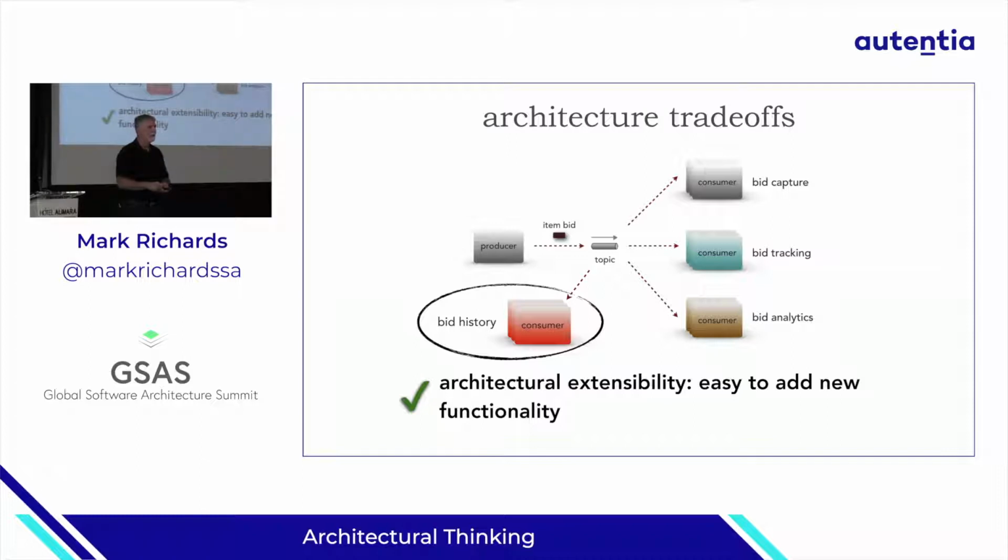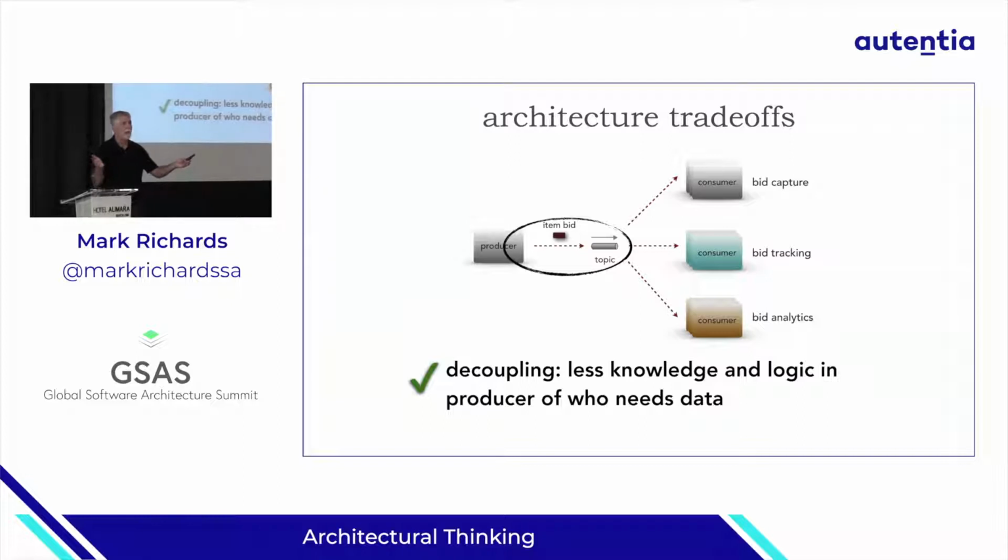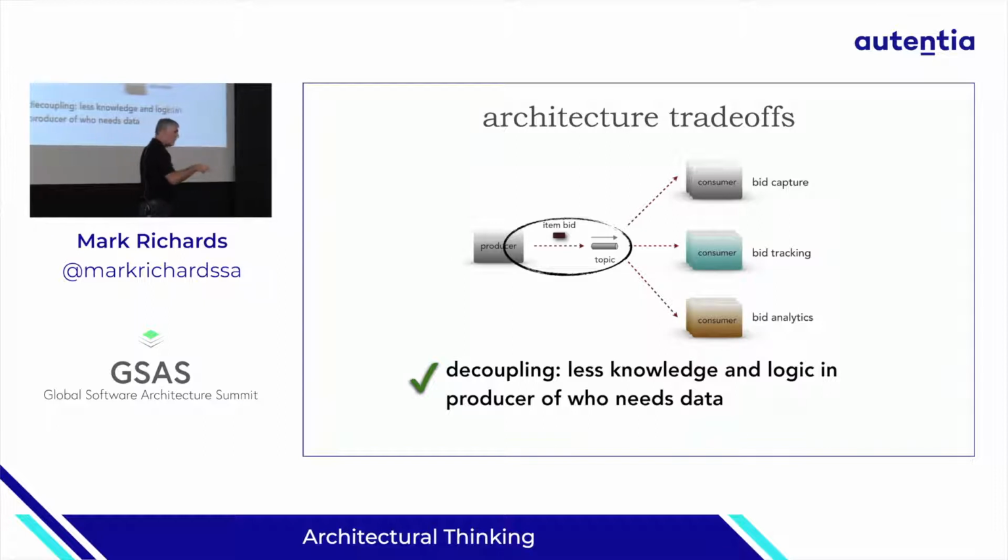You can go ahead and grab it. Nothing changes. As a matter of fact, this gives us also a level of decoupling. The point is that producer right here doesn't know about any of these consumers. I'm simply sending out bids. I don't know what's done with them. That's a further level of decoupling. So I get not only a more loosely coupled system, I also get extensibility in the architecture.